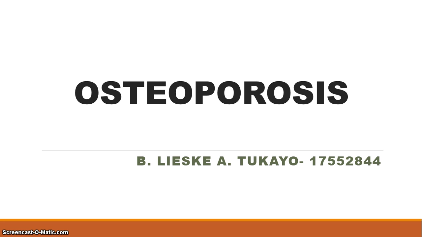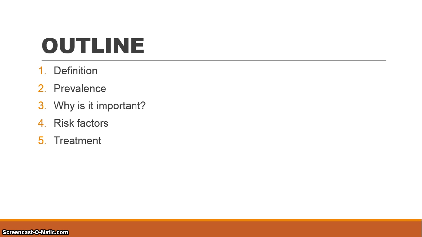I'm going to talk about osteoporosis. My presentation will be in 5 parts. First, I'm going to talk about the definition of osteoporosis. Then I will look at the prevalence of osteoporosis in Australia. After that, I'd like to explain why it is important to prevent or to treat osteoporosis. And then I'll give you an overview of the risk factors of osteoporosis. And finally, I'd like to show you some drug options to treat osteoporosis. Let's begin with my first point.